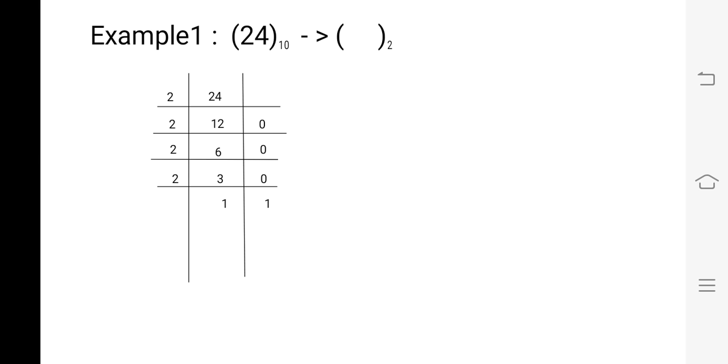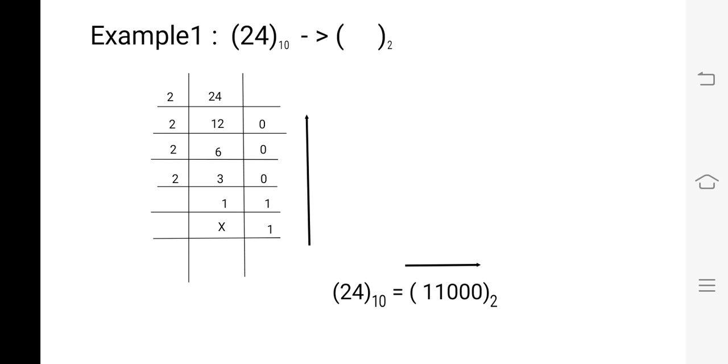Now children, see the quotient area. 1 is less than 2, so we will not continue division anymore. What we do is put a cross sign in the quotient area and note down this 1 in the remainder area. Now we read from bottom to top. This is the binary equivalent of 24: 1 1 0 0 0.